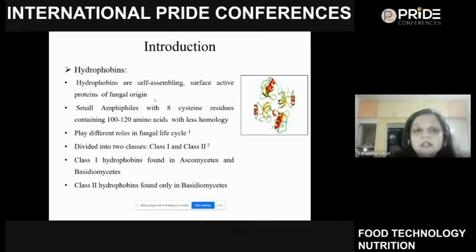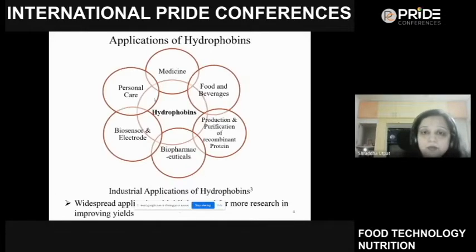As the name suggests, they are hydrophobic proteins, amphipathic in nature, having a balance of hydrophilic and hydrophobic amino acids in them. They play a vital role in the growth of the fungi, and in a broader way they have been classified into class 1 and class 2. Class 1 are found in ascomycetes and basidiomycetes, but class 2 are only found in basidiomycetes.